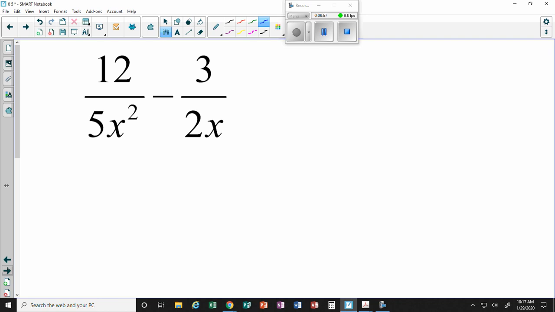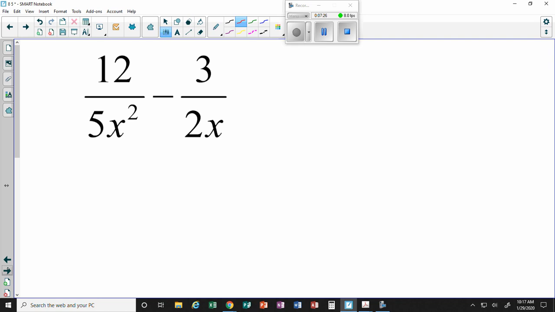Next one. So now I have two different expressions on the bottom. So you're going to look at the coefficients, but also the variables. So what is the common denominator of the coefficients? 2 and 10. 2 and 5. 10. So 10.